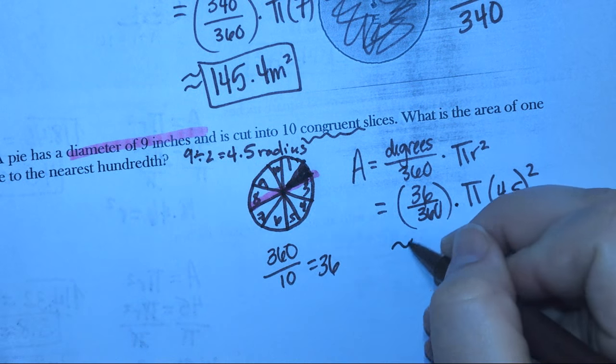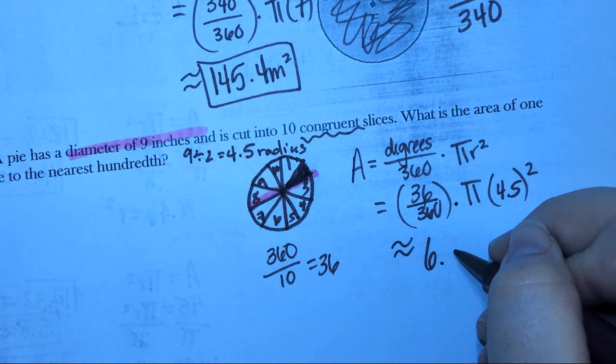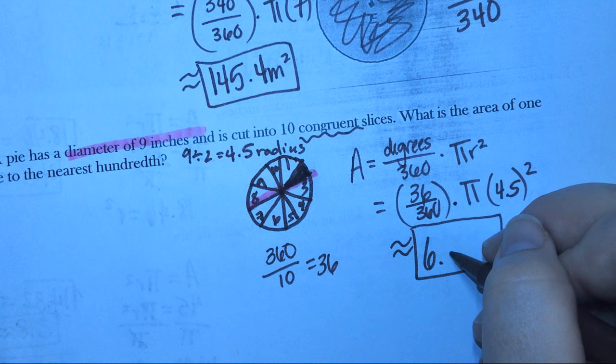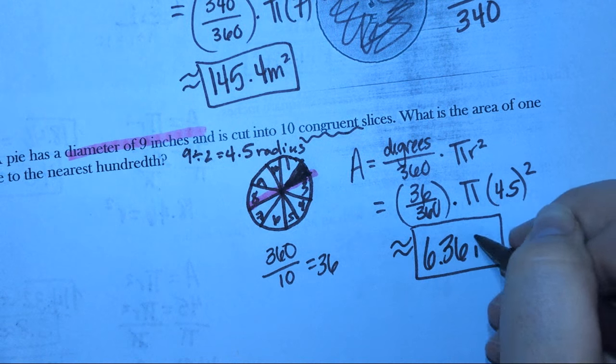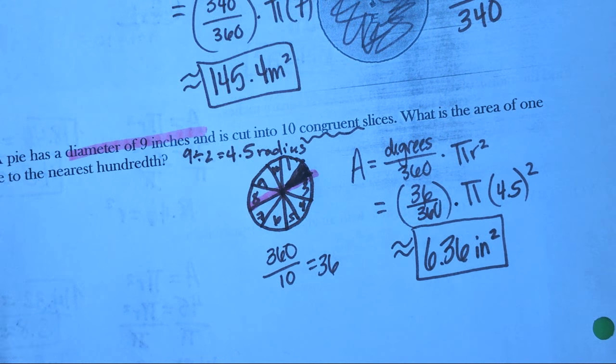You typed it in your calculator and you got what? 6.4. You weren't reading the directions then. Oh, then that would be 6.36. 6.36 inches squared. Perfect. Again, Will was a genius because he finally read the directions, but also because he realized you divide by the number of slices.